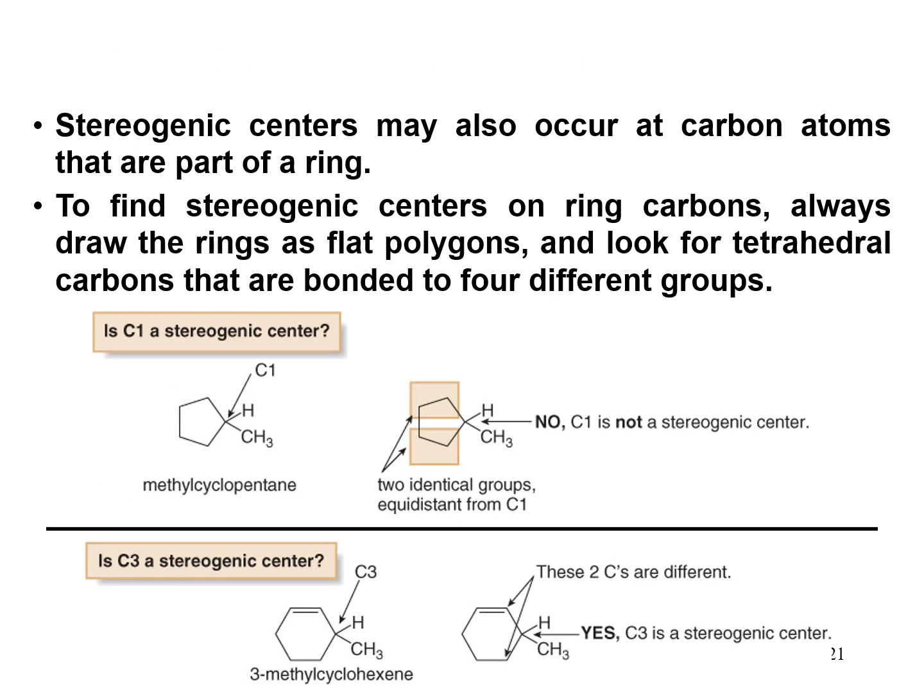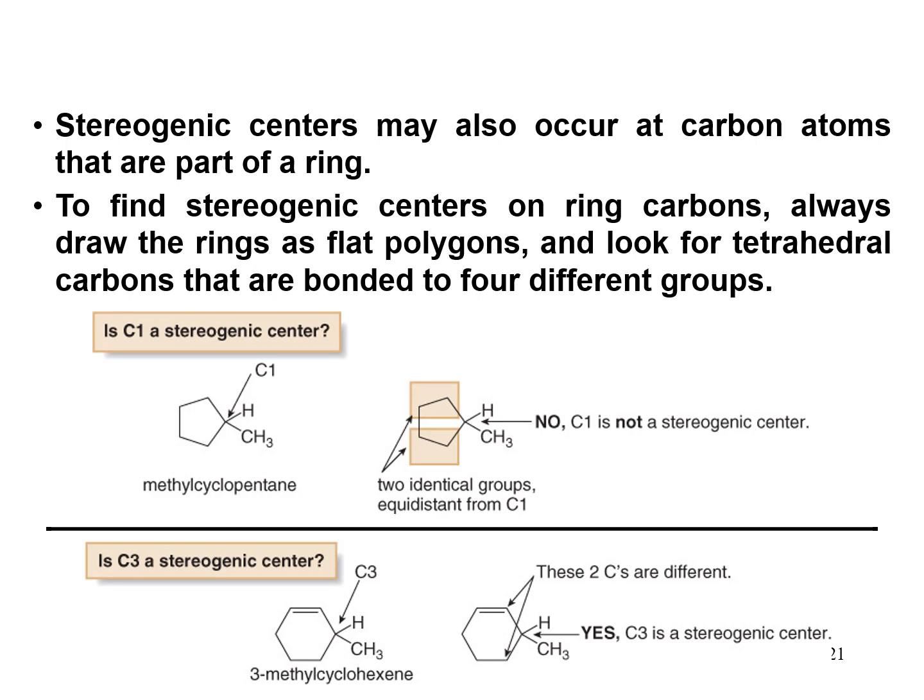Stereogenic centers may also occur at carbon atoms that are part of a ring. To find a stereogenic center on a ring carbon, always draw the ring as a flat polygon and look for a tetrahedral carbon bonded to 4 different groups. For example, this one is a stereogenic center. How? Because this is one group, this is another group, and this is also another group, but this and this are not symmetric, not similar, therefore they are different groups.